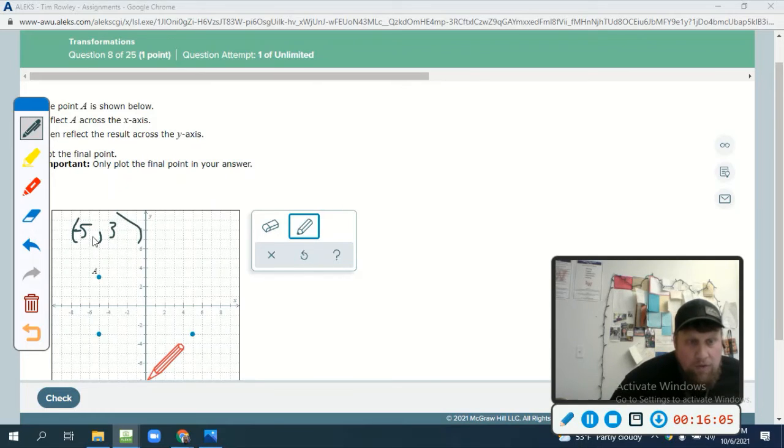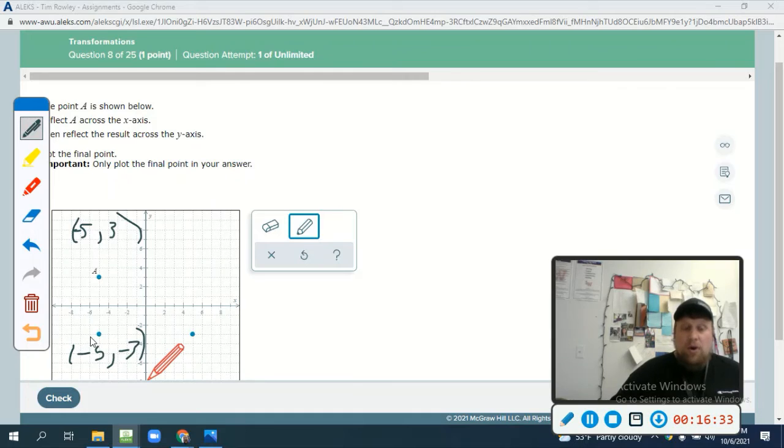But when I reflected down, the x value stayed the same. It's still negative 5, right? But what's the y value? It's now negative 3. Notice reflecting across the x didn't affect the x value. It just made the y value opposite. In that last problem, when we reflected across the y, it didn't affect the y value, but it made the x value negative. Well, let's check that out, because now we're going to do a reflection across the y.